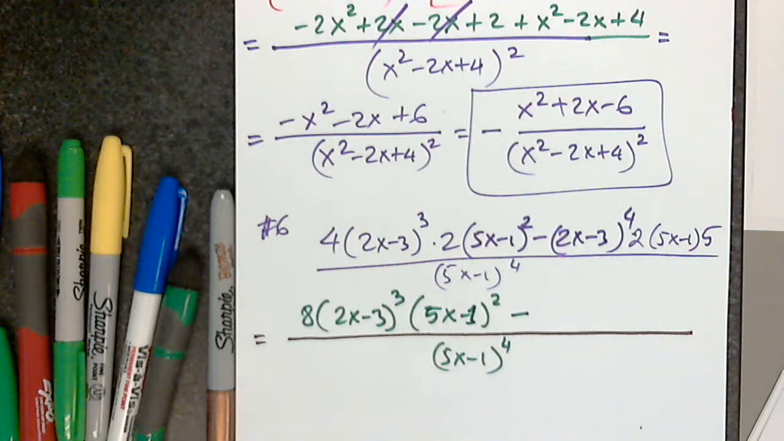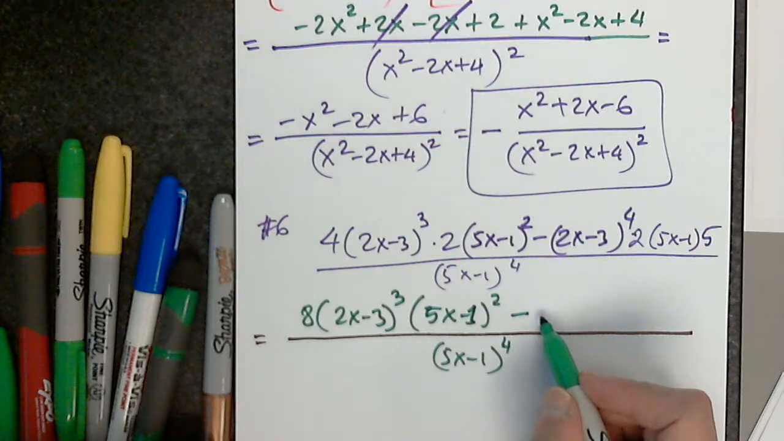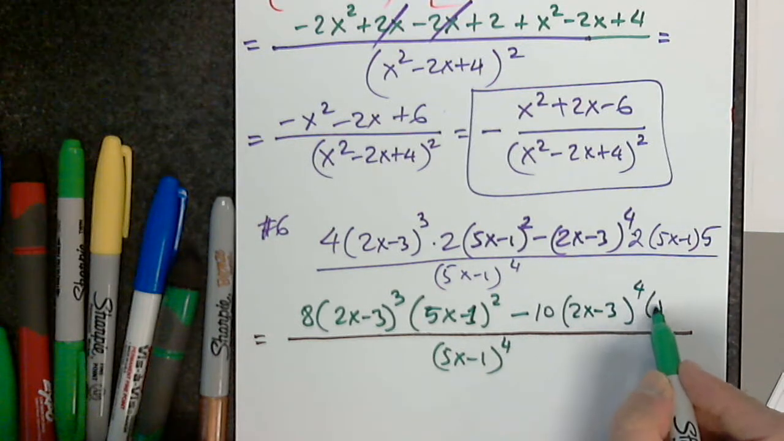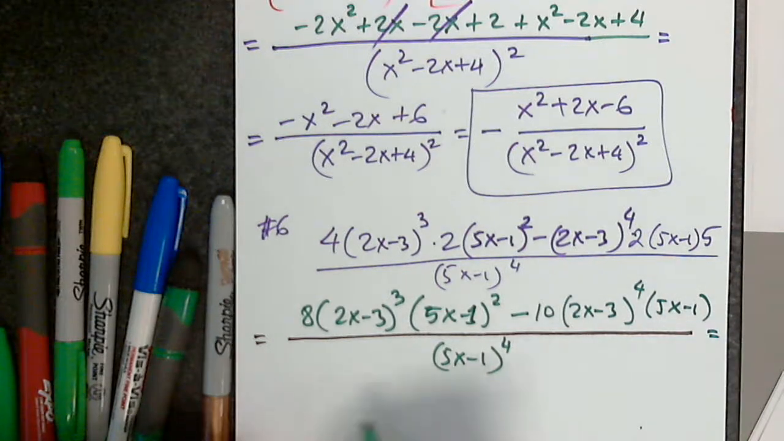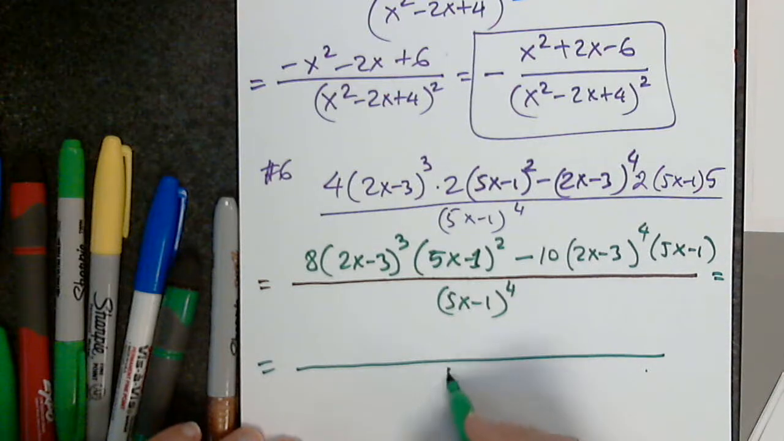Minus. The 5, 2, and the negative 1. So what do I write? 10. Very good. 2x minus 3 to the 4th and 5x minus 1. Now I'm ready for the greatest common factor.